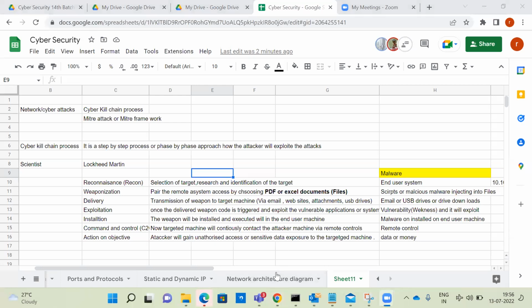Is it clear? Yeah, clear, sir. But in the link, the attacker will already include some programming language, and from there he can grab it. Right. Got it. Yeah, fine. Thank you, sir.